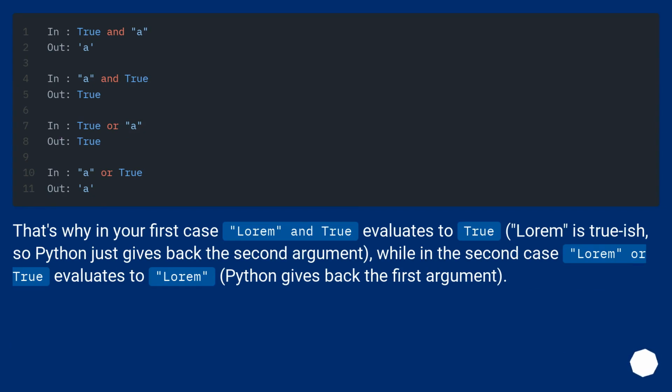That's why in your first case lorem and true evaluates to true. Lorem is truish, so Python just gives back the second argument, while in the second case lorem or true evaluates to lorem, Python gives back the first argument.